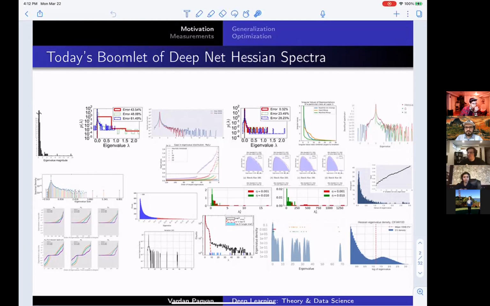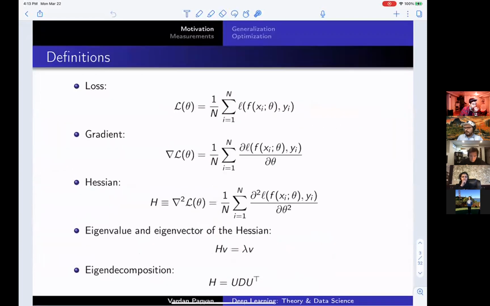some observations about the Hessian, and we also saw some observations on neural collapse, right? So we want to collect everything into a single coherent understanding of the spectrum. So we begin by recalling what is the Hessian.